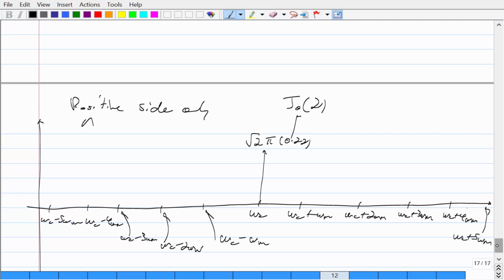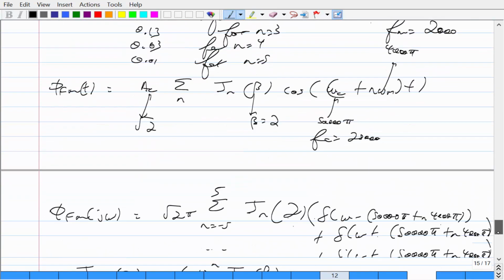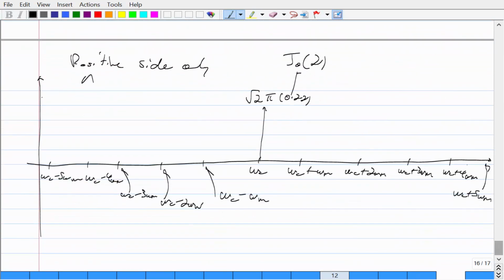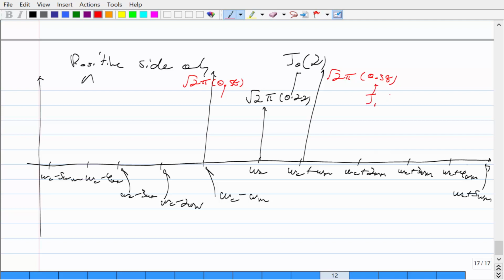And then we also have 2 other impulses here. So we've got 0.58. So we've got the top. There's one here. Also, there's one that's slightly higher here and here. So this one is root 2 pi, and this is 0.58. And also this is root 2 pi, 0.58. So this here and this here are J1 of 2. This is J1 of 2 as well.